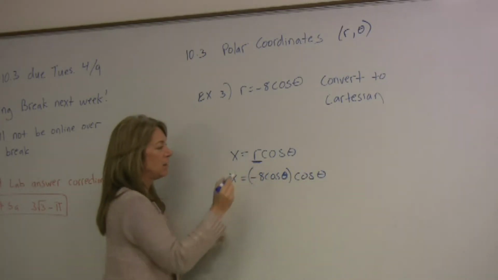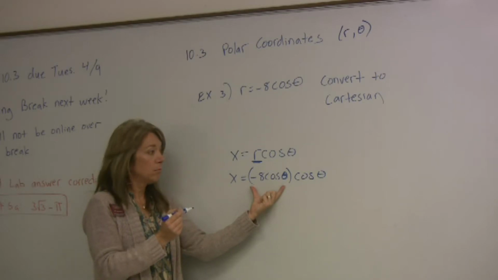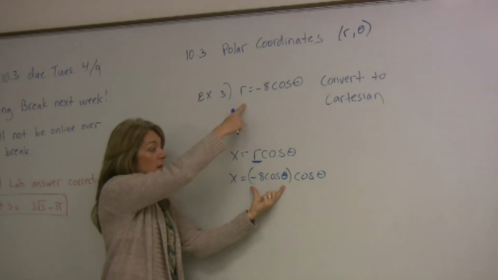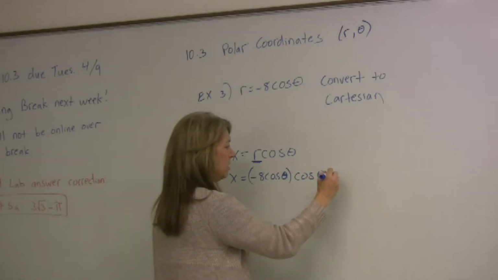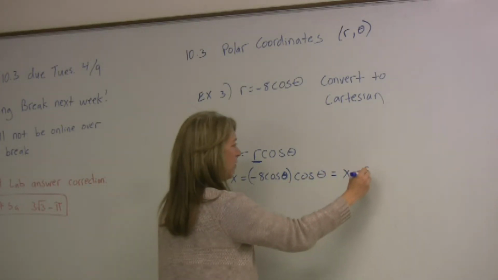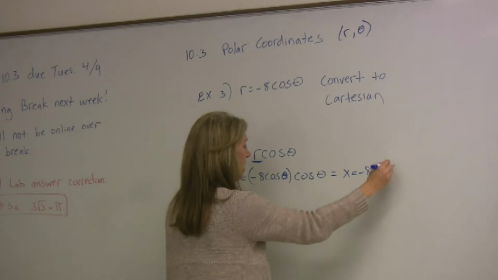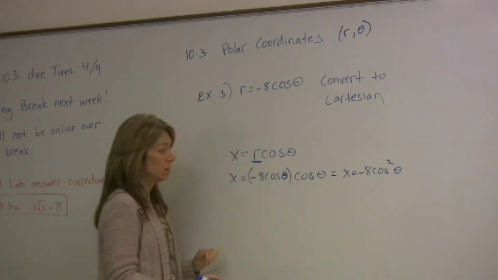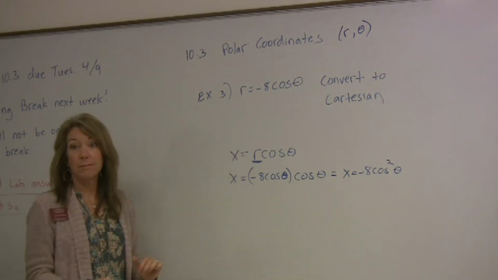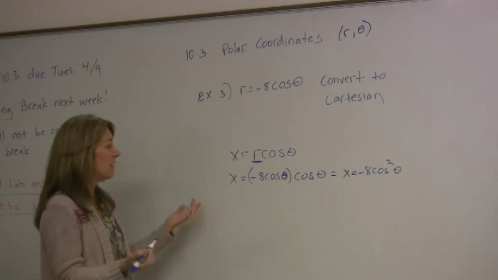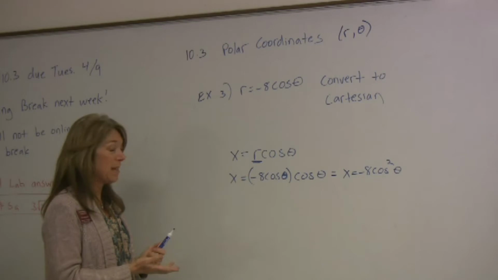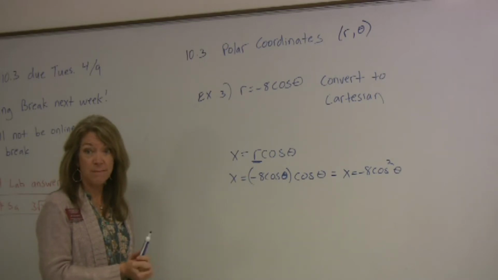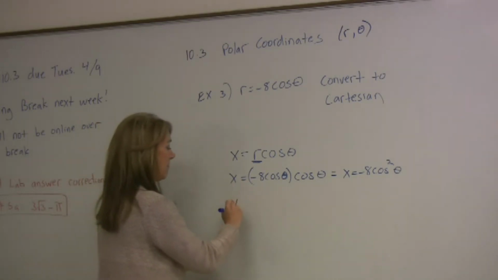This r right here is the r. The problem is I still have cosines in here. x equals -8 cosine squared theta. We're getting somewhere though, but instead of r's and theta, we just have thetas. You want to do it with the y's also? Is that what you were suggesting? Yeah. Okay, let's try it.